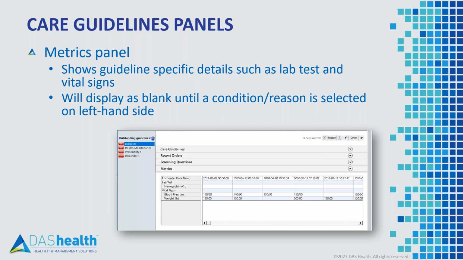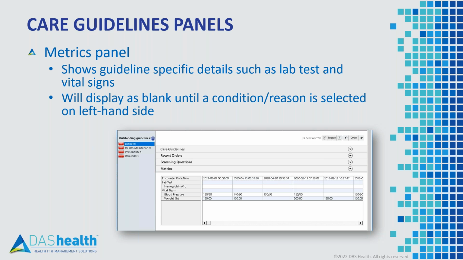We also have a metrics panel. So this metrics panel is specific to the condition set that you have selected. In this example, we have diabetes selected. So it's going to show you things like lab tests, vital signs, some of that kind of clinical data that would be captured over encounters that would be beneficial when you are really tracking a certain condition. If you haven't yet clicked on a condition in the top left, you will see it will display as blank. So that's not an error.